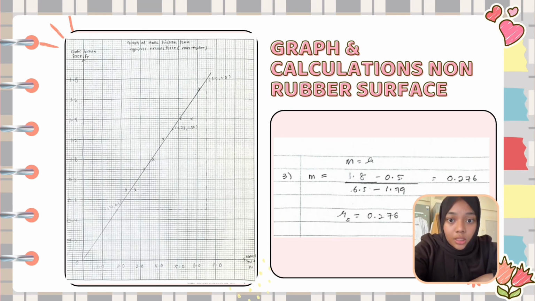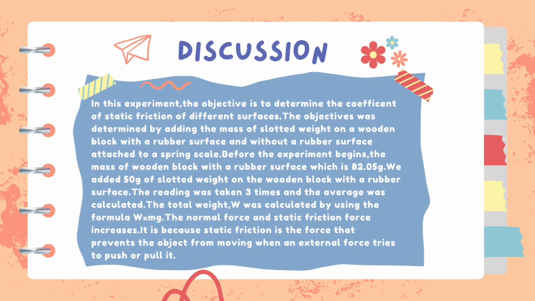As you can see, the coefficient for the rubber surface is higher than the coefficient for the non-rubber surface. Why has this happened? This has happened because of the friction between the rubber and the wooden surface, which causes the rubber surface to have a higher coefficient than the non-rubber surface. Based on this experiment, the objective is to determine the coefficient of static friction of different surfaces. The normal force and static friction force increase because static friction is the force that prevents the object from moving when an external force tries to push or pull it.